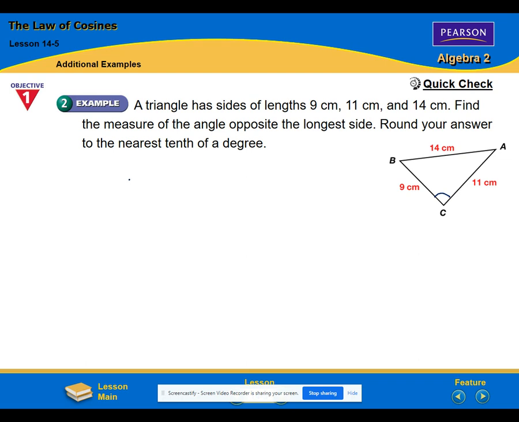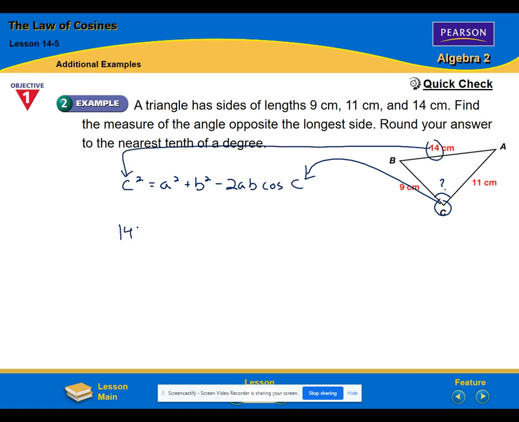Now in this case, and let me just write it out one more time. In this case, C actually is C. Capital C, the angle that we're trying to find actually is the unknown angle that we are actually going to plug in for capital C. Lowercase c needs to be the 14. 14 squared equals 9 squared plus 11 squared minus 2 times 9 times 11 cosine of capital C.